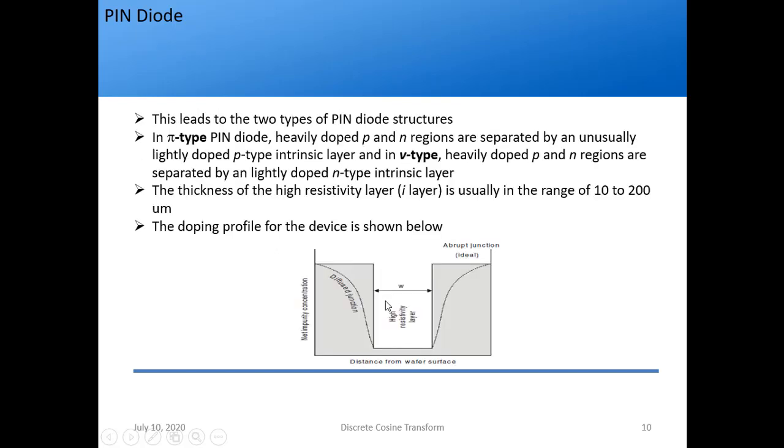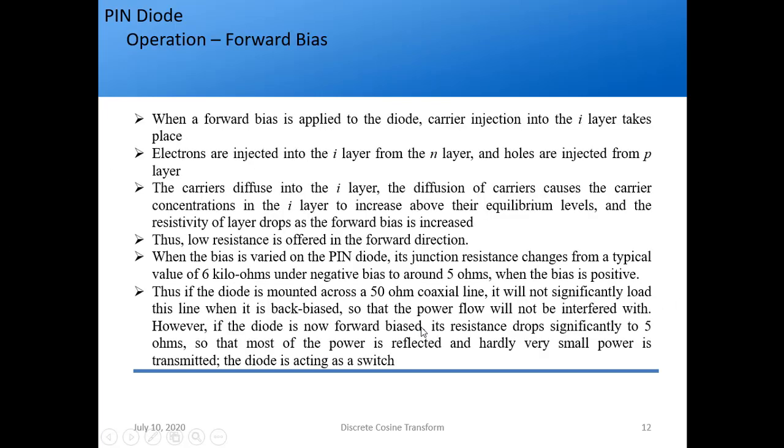So what happens? The resistivity decreases, right? It was a high resistivity, and now electrons and holes are there. So resistivity decreases and current starts to flow, right? So the low resistance is offered, that is, resistivity decreases in the forward direction. So this is a very important point.